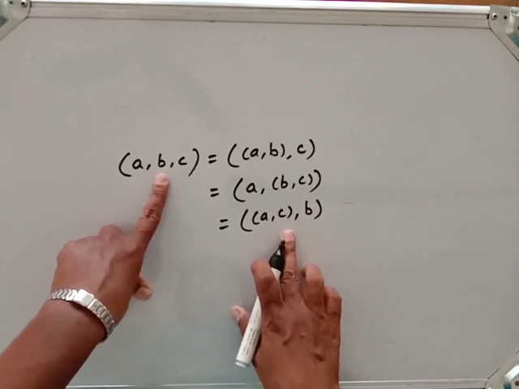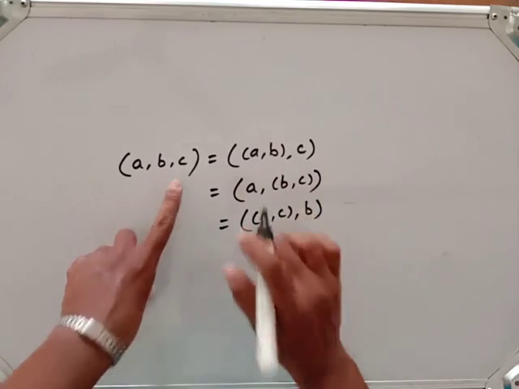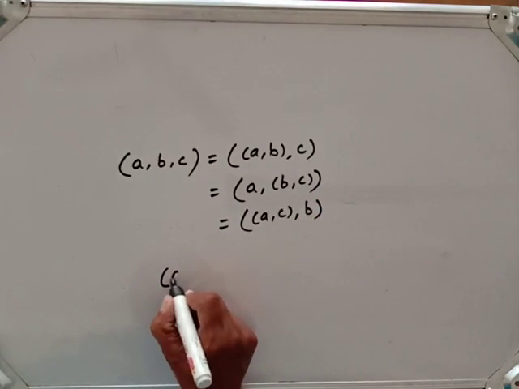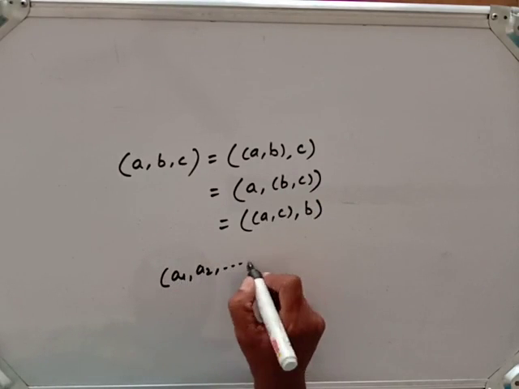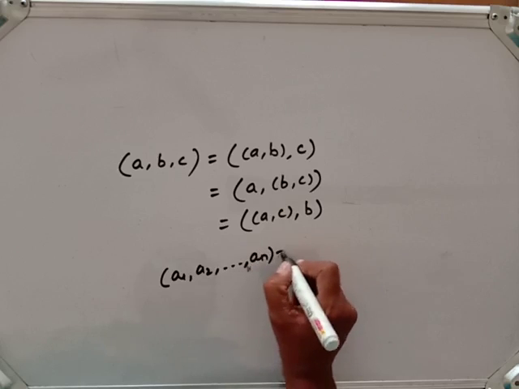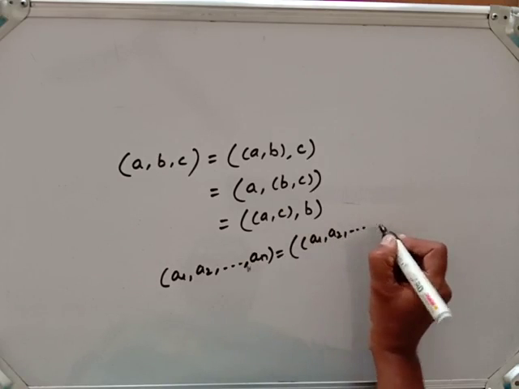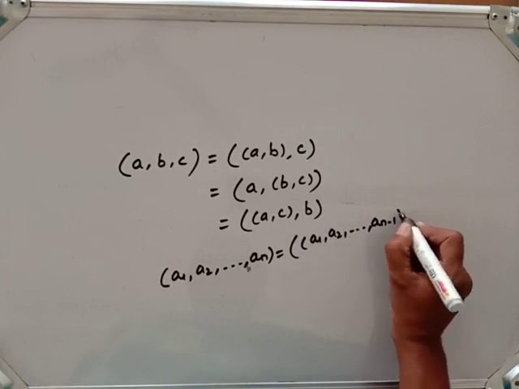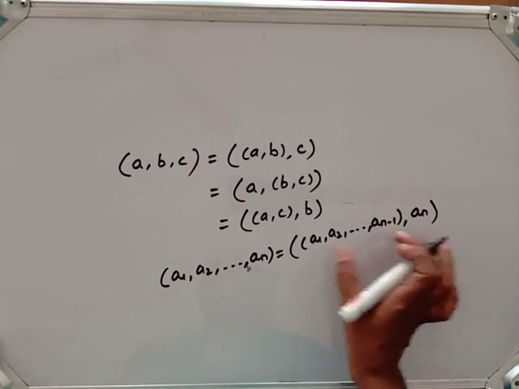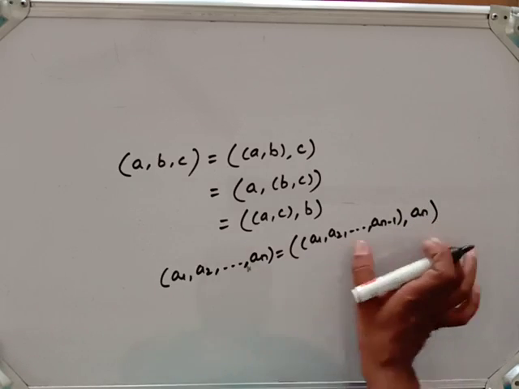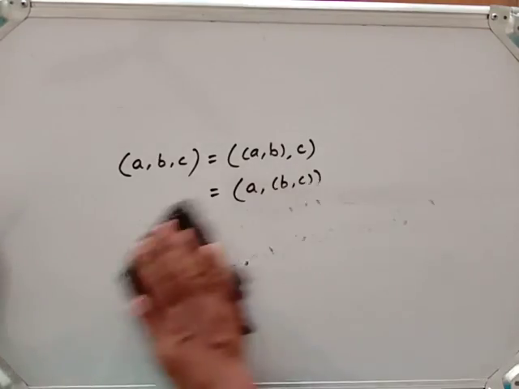Now the same thing let me prove for n numbers. This is for 3 numbers, so let us prove for n numbers. I want to show that the GCD of A1, A2 and so on up to AN is the same as first determining the GCD of A1 up to AN minus 1, and then the GCD of that GCD with AN. These things are equal.